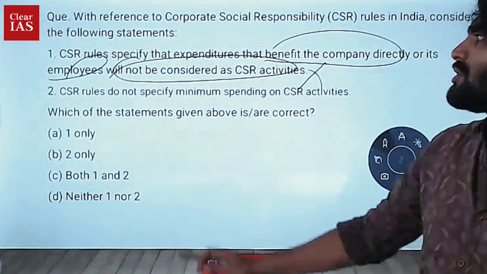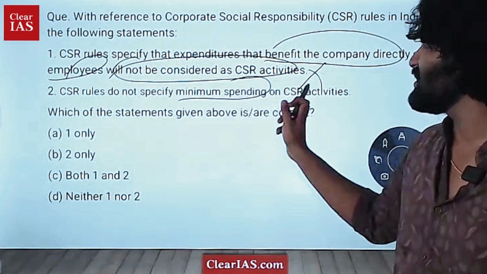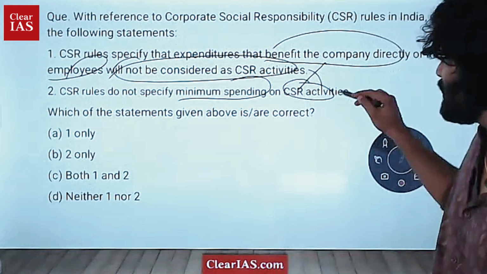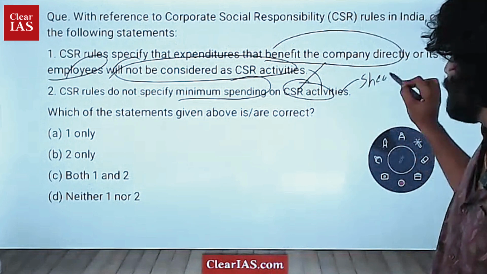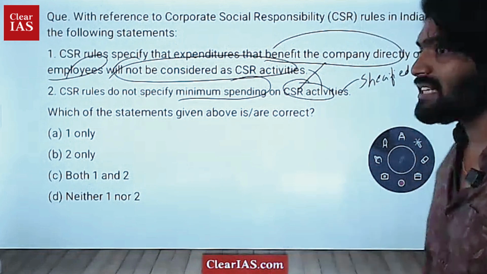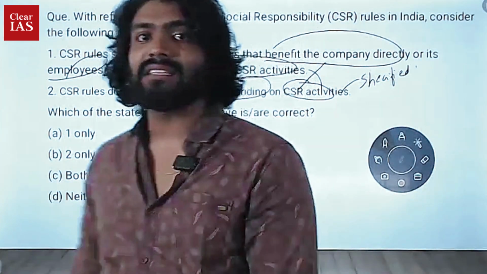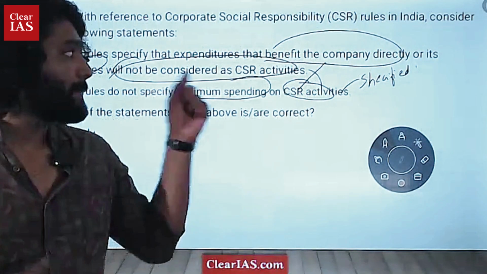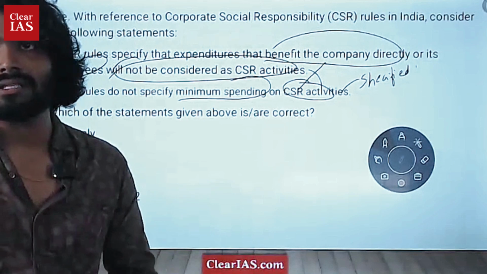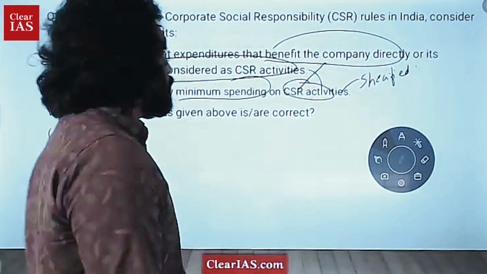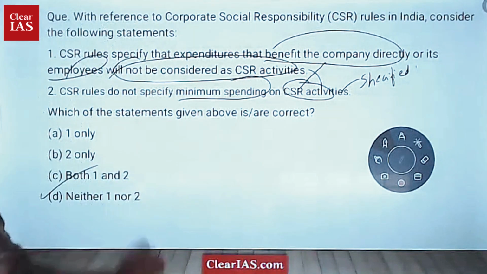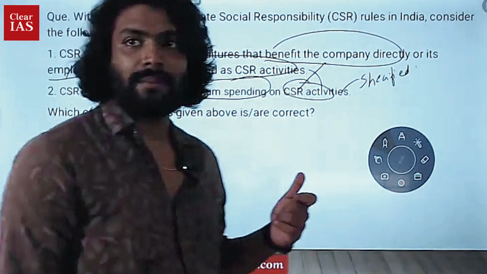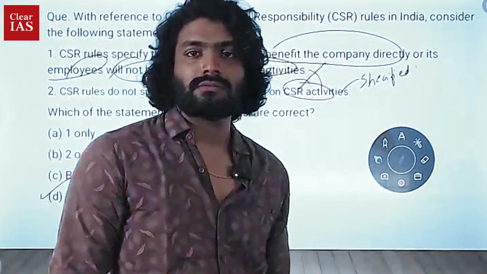Next statement, CSR rules do not specify minimum spending on CSR activities. Yes, they actually mention a specified spending. 2% of the profit averaged over the past 3 financial years. That is the minimum spending that is required. So the second statement is also wrong. So the answer is neither one nor two. Again, a very simple statement, logic plus a little bit of fact.